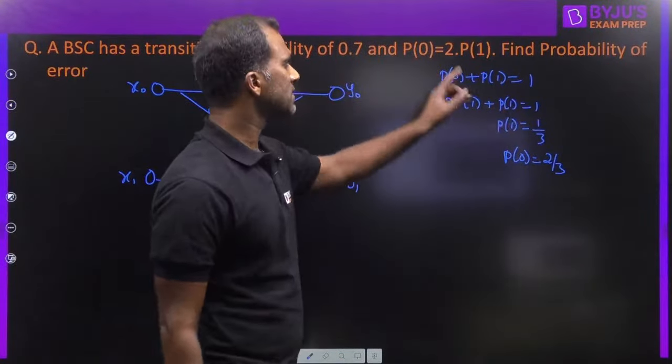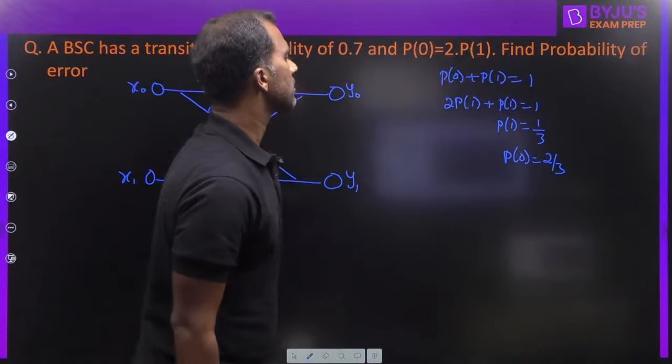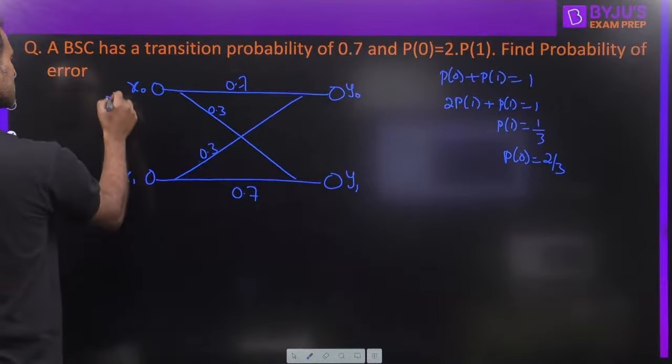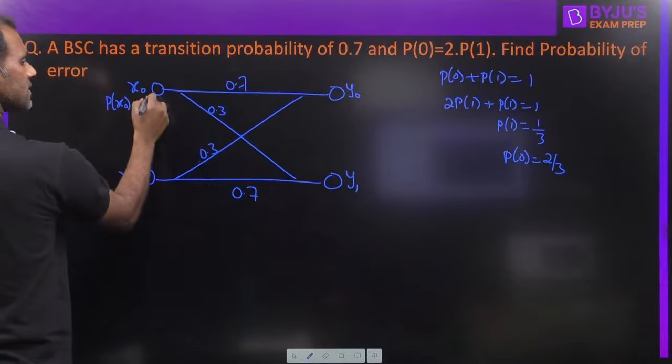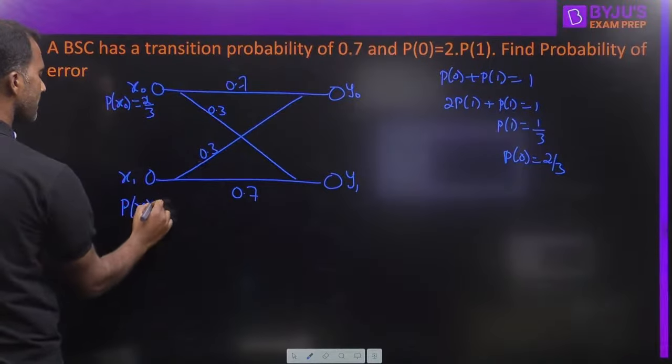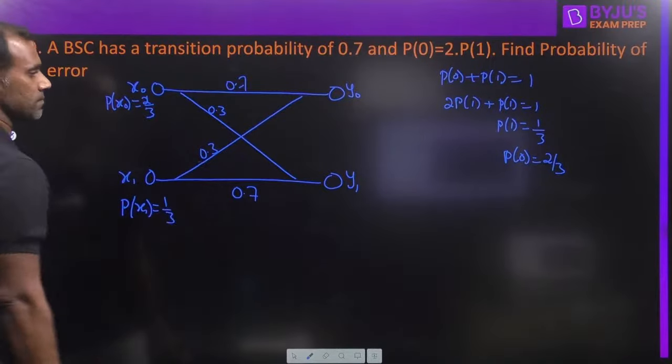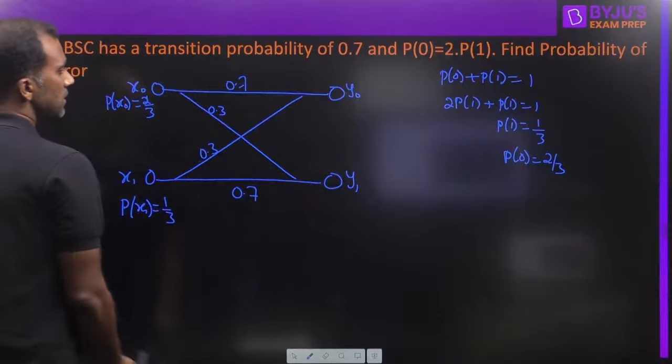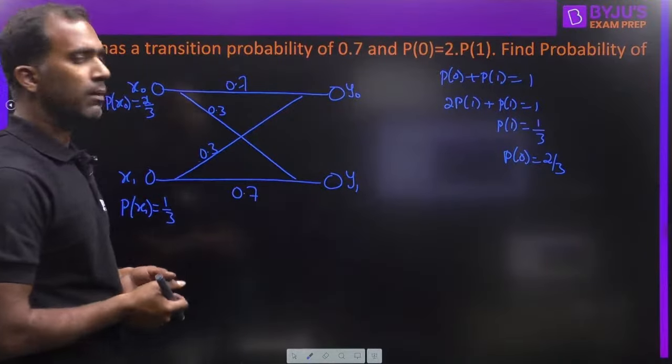Sometimes without giving probabilities, they give the probabilities indirectly in this manner. So P of x naught is given as 2 by 3, and P of x1 as 1 by 3, right? Now, what are they asking us? They are asking us to find the probability of error.